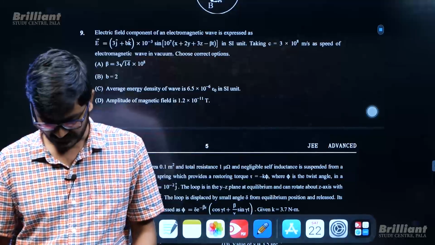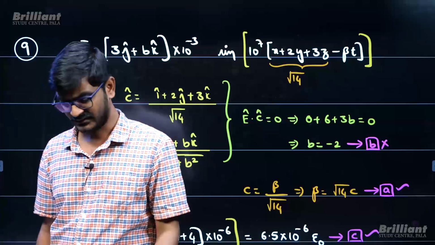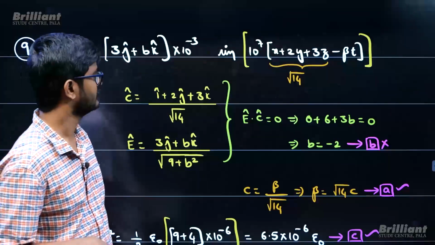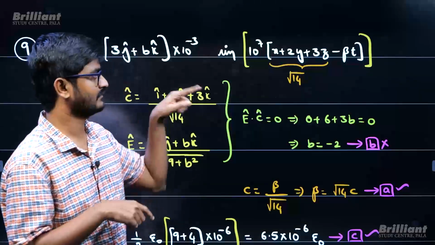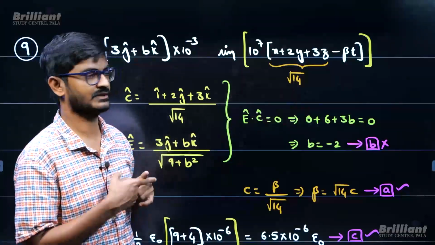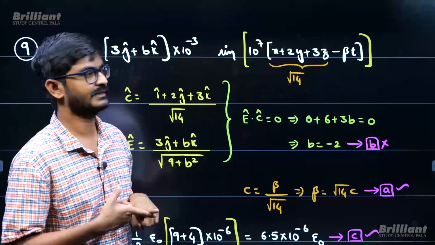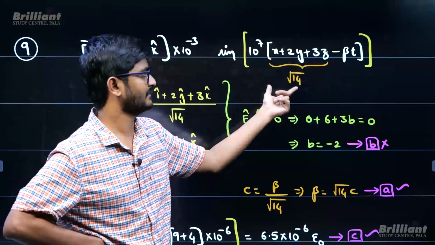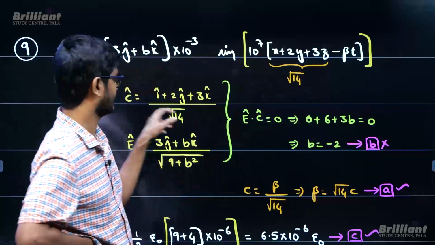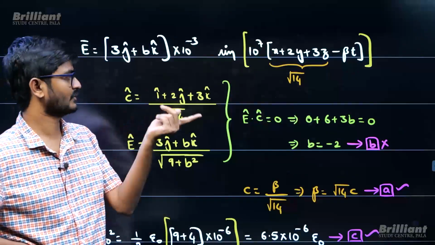Okay, next one is electromagnetic wave. You must have seen this kind of question in mains also. Now that is the information given. From there we can see what is the direction of motion of the ray, right? So that is i cap plus 2j cap plus 3k cap by its magnitude. That is the unit vector. That is the direction of ray propagation.